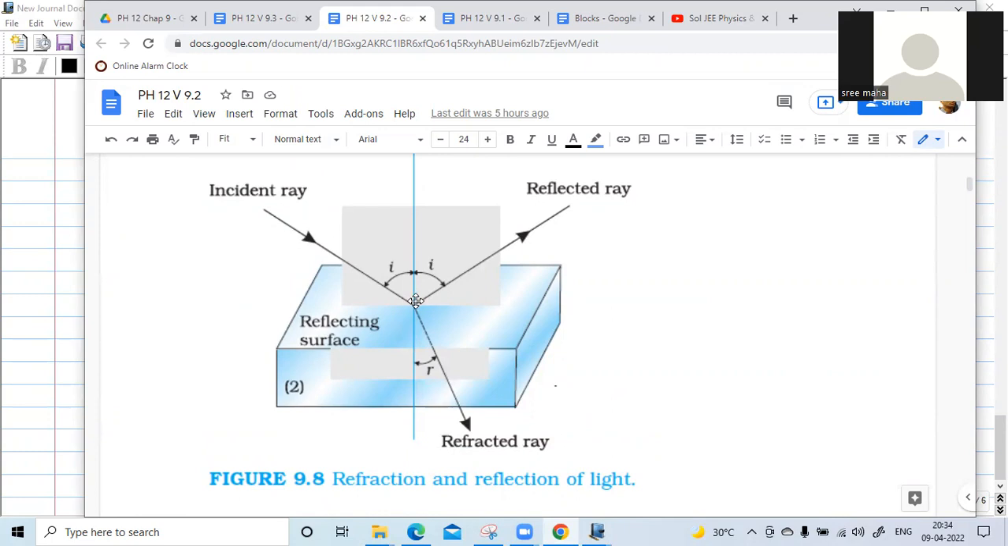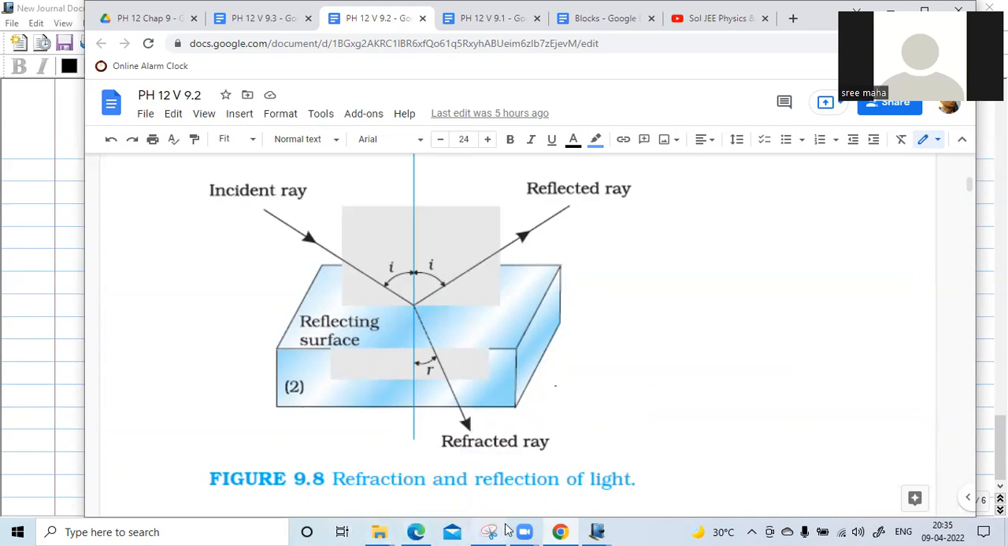Suppose the light was moving along this direction, then it will travel a larger distance in glass, right? Suppose it's moving towards this normal, then the distance traveled is shorter. Since the speed is decreasing, it has to travel a shorter distance to come out of this boundary at the same time.